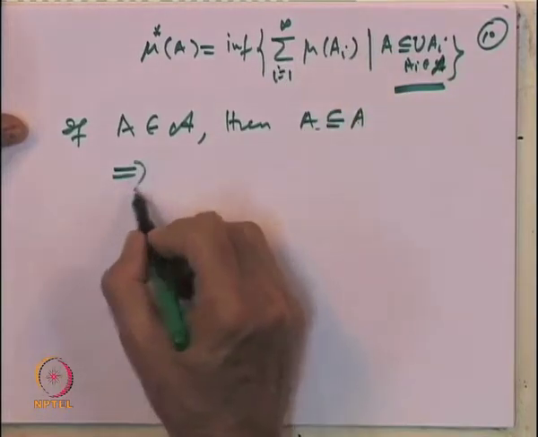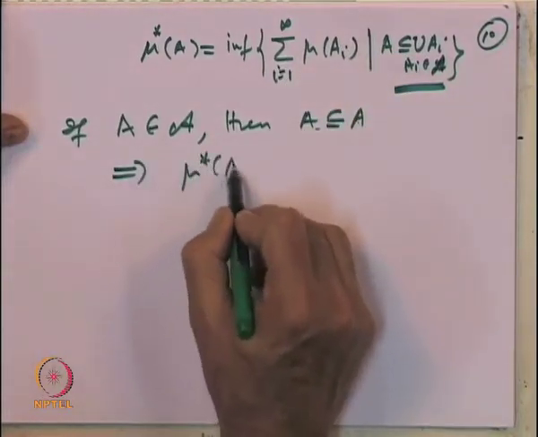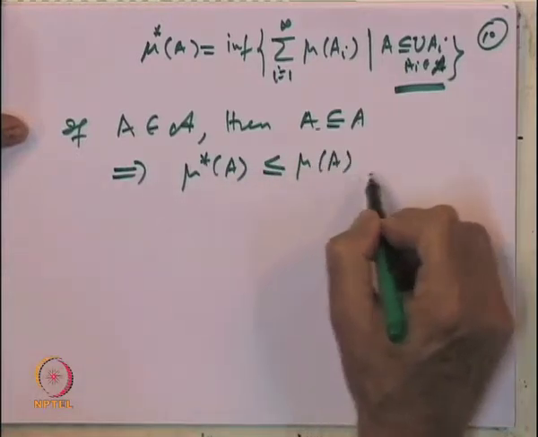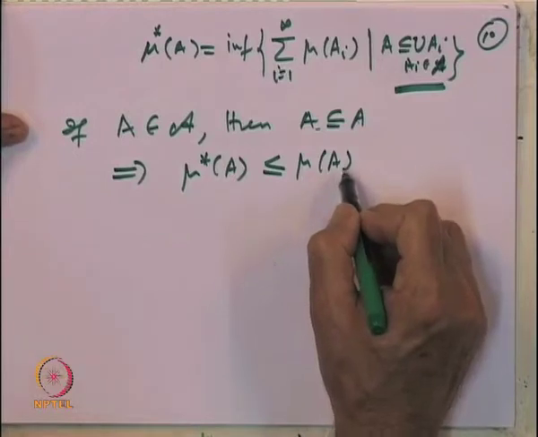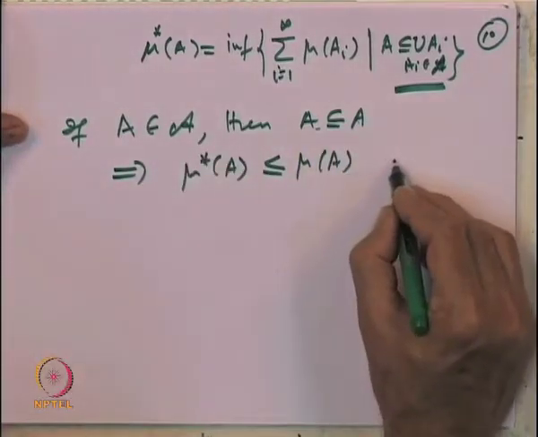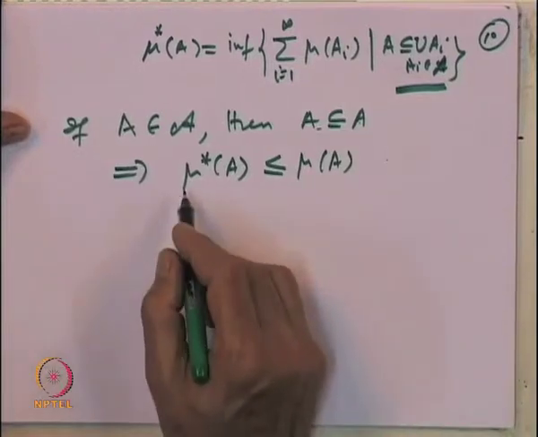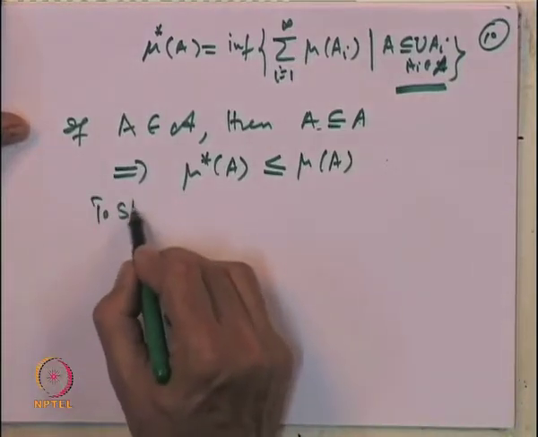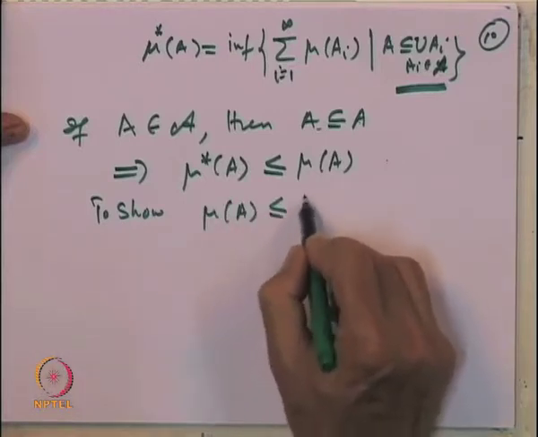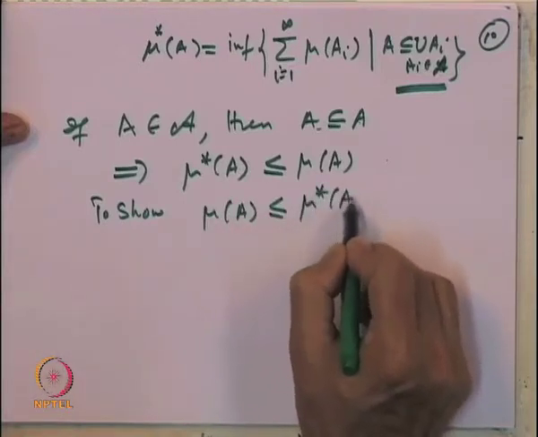So, that implies that mu star of A, which is the infimum, is less than or equal to mu of A. Right. That property holds by the sheer fact that A is covered by itself and A is in the algebra. Now we want to prove the inequality the other way around, to show that mu of A is less than or equal to mu star of A.